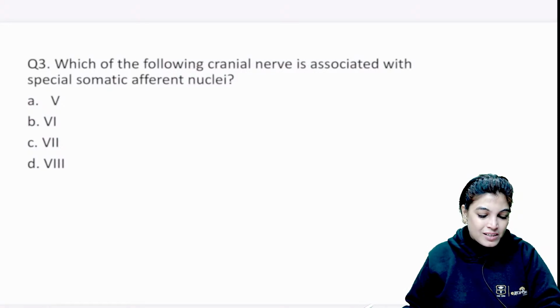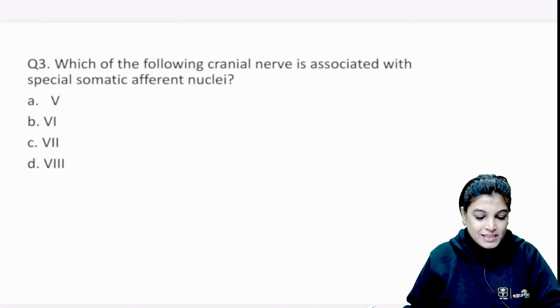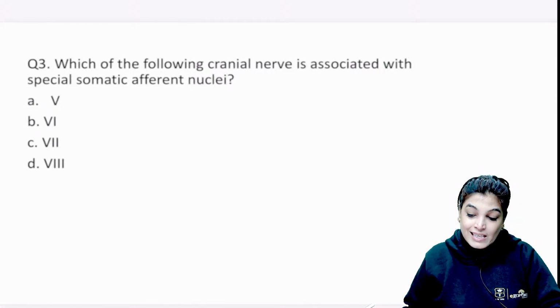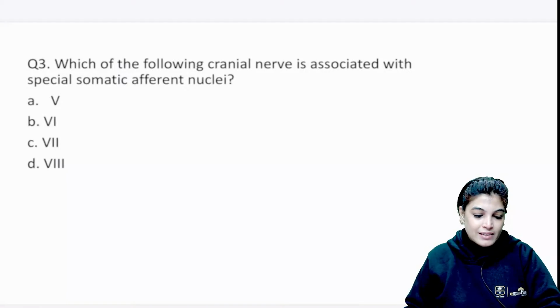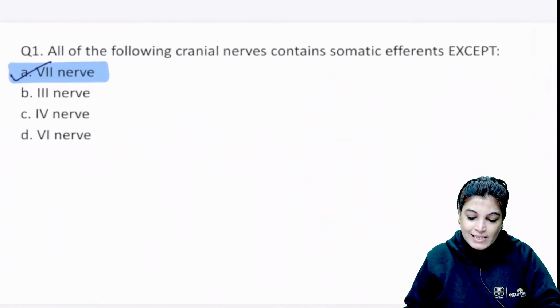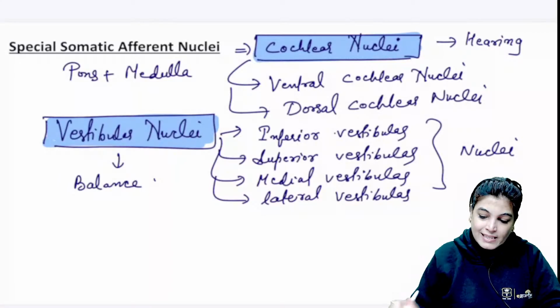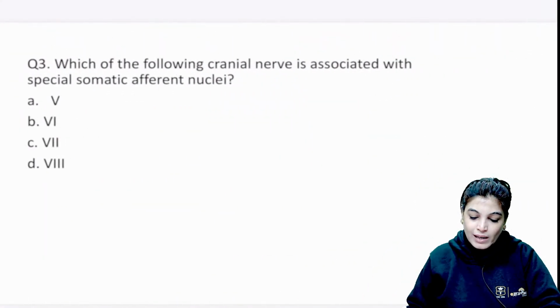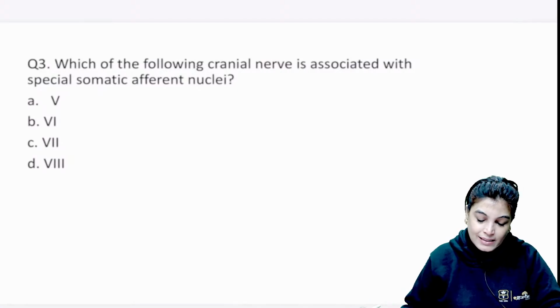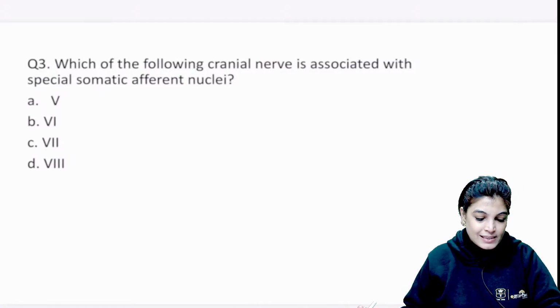Don't go with the others' answer. Take your time. It's a special somatic afferent. Just see here, I told you special somatic is related to the vestibulocochlear nerve. So if I am talking about the vestibulocochlear nerve, what will be the right answer here?